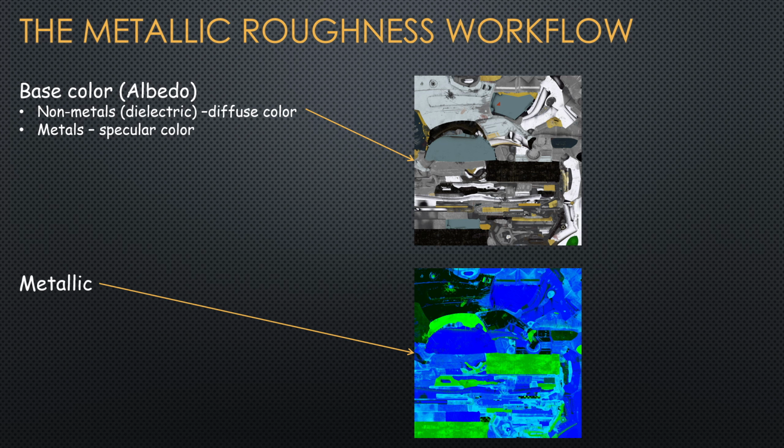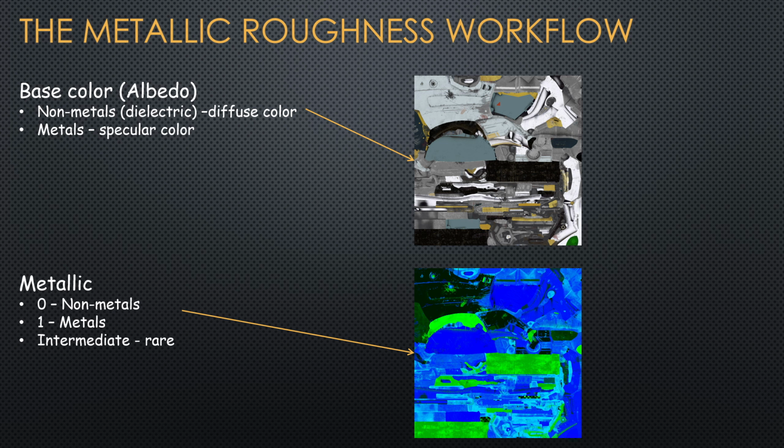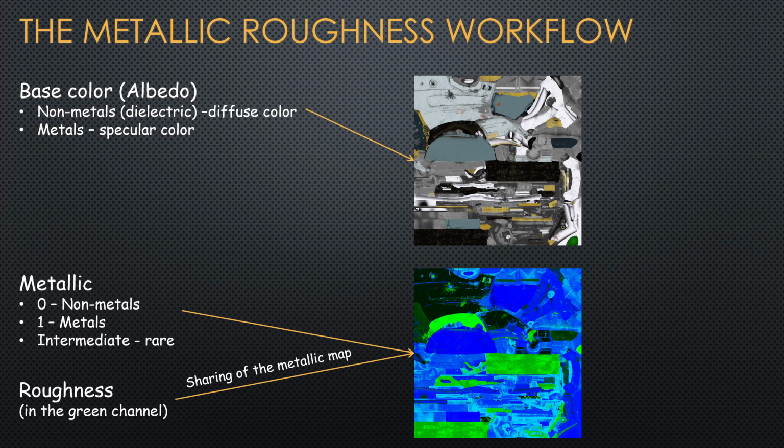A metallic map, this is a grayscale map that indicates whether a texel belongs to a metal or not. 0 is non-metal, such as plastic or wood, and 1 is for metals. Intermediate values are rare and usually avoided, since a material can either be metal or not. And the last one is the roughness map. This map contains floating point values, which can go from 0 for perfectly smooth up to 1 for very rough.